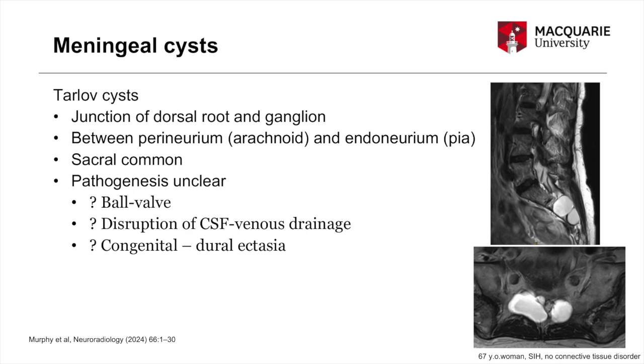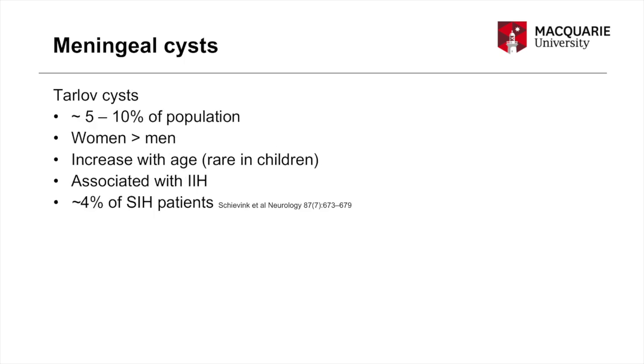Pathologically, though, the typical Tarlov cyst is a cyst between the dorsal root ganglion and the dorsal root, between the perineurium, which is the arachnoid, and the endoneurium, which is the pia over the nerve. Most common in the sacral part of the spine, but can be elsewhere. And the pathogenesis is really not clear. There's a few theories about how they might form, but still, I think, unknown.